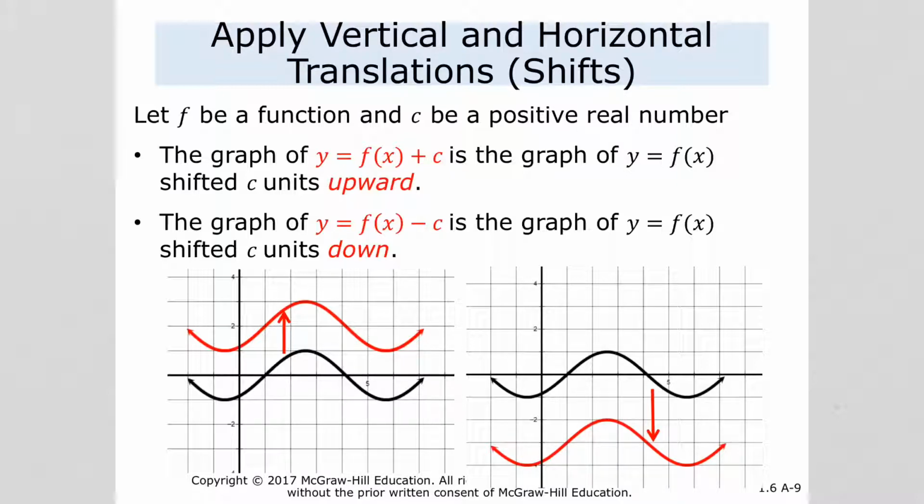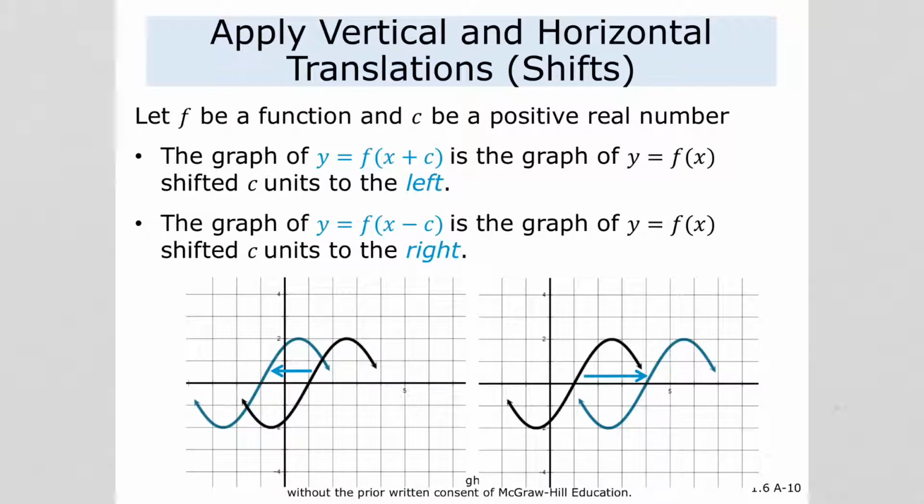A vertical translation would be up or down. When we move a graph up or down, in the equation for the function, we add or subtract c, a constant, outside of the f of x. So we're just adding or subtracting to the function. If we add, it moves up. If we subtract, it moves down. It just takes the whole parent function and moves it up or down.